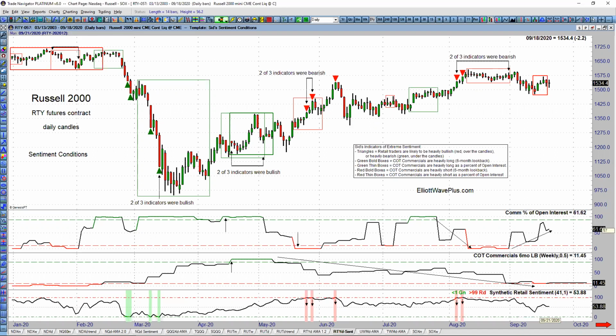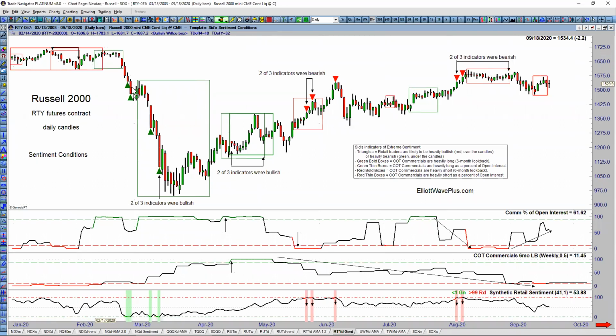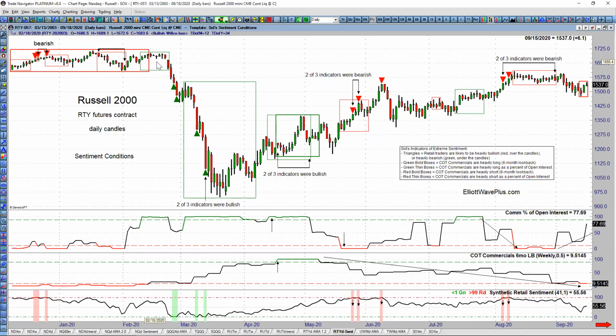We have a little bit of a bump on this on the commercials as a percent of open interest, but not that much. You can see with the commercials, the 6-month look back, commercials are heavily short here. That's put a red warning box around candles, that is generally a bearish warning. The last time we saw the commercials this heavily short position on the Russell was February 13th, during that sideways period from January through February of this year, and you can see how that turned out.